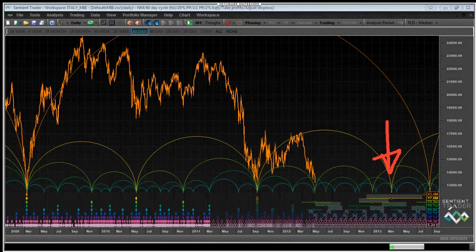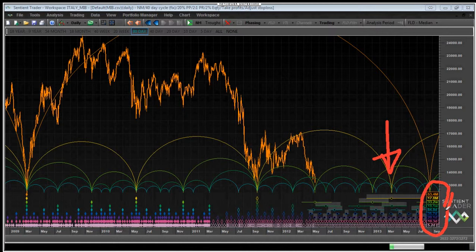Some people often ask me, how is that average length calculated? On the right-hand edge of your chart, you see the average length of the cycle. How is that average length calculated? Well, in fact, the average length is calculated on the basis that Hurst himself used to calculate those average lengths.